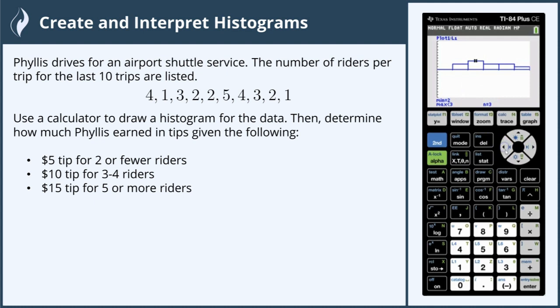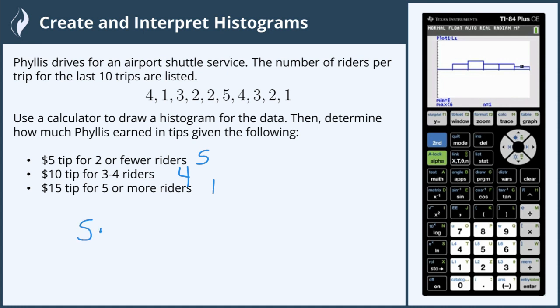Now looking back at our problem, we see that there is a $5 tip for 2 or fewer riders. So let's scroll over here and we see 2 riders, there were 3 trips, 1 rider, there were 2 trips. So that's a total of 5 trips that had 2 or fewer riders. Now, the next one is a $10 tip for 3 to 4 riders. So 3 riders is going to be 2 trips. 4 riders is also 2 trips. So that's a total of 4 trips that fall into this category. Our final tip amount is if there are 5 or more riders, which in this case is just 5 as an option, and there's 1 trip that falls into that category.